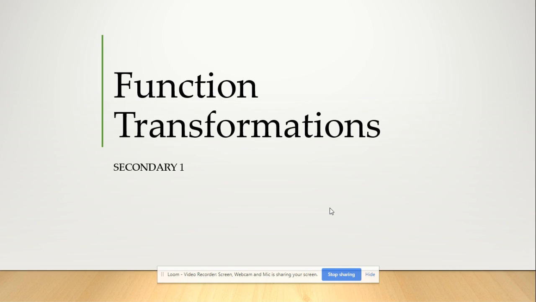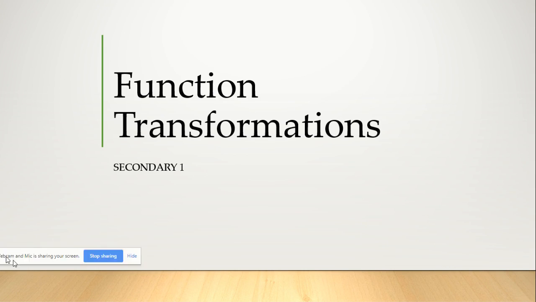Welcome back, students. Today we're going to be talking about function transformations. This is a bit of a challenging topic, and unless you've really understood the previous sections, you're going to struggle with this. So if you did struggle, go ahead and review some of the videos that you had more problems with, or review your notes from previous sections before we move on to this topic.